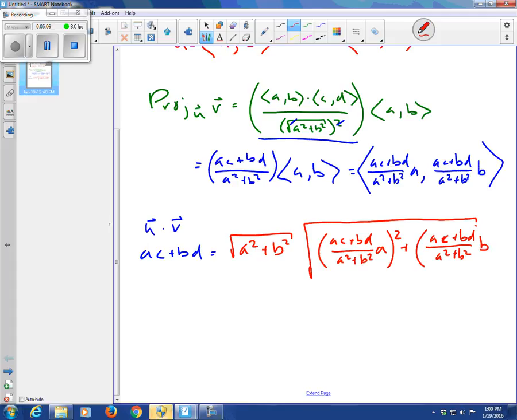times b squared. So again, basically, it's the same definition of magnitude as we had before. It's just the horizontal component squared plus the vertical component squared, and then we take the square root of all of that, and that's the magnitude.